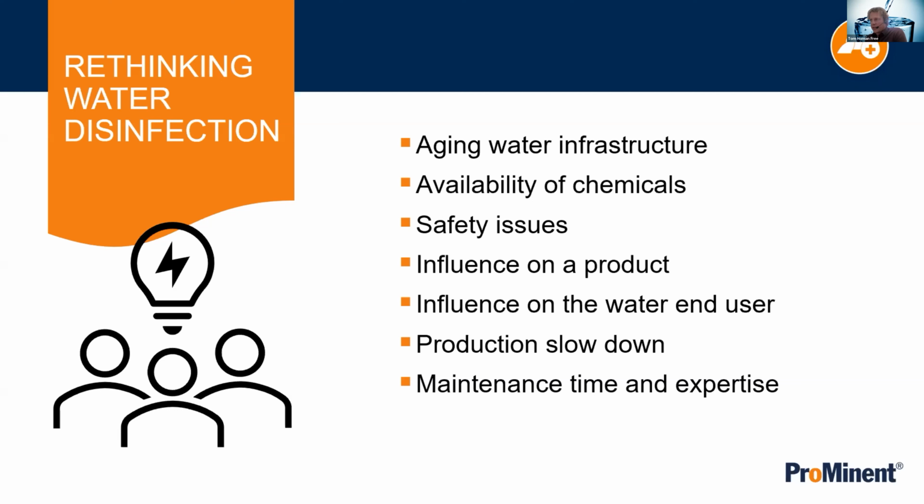Our disinfection strategies can have an influence on the end product or the water end user by byproducts or via other influences. If I'm running a production and my disinfectant is actually causing a slowdown due to a buildup of a byproduct or even my filters clogging up, that can lead to different problems as well. And then there is maintenance time and expertise. Is there enough expertise on the equipment that we're actually using or on the disinfection method that we're using to keep the units going?